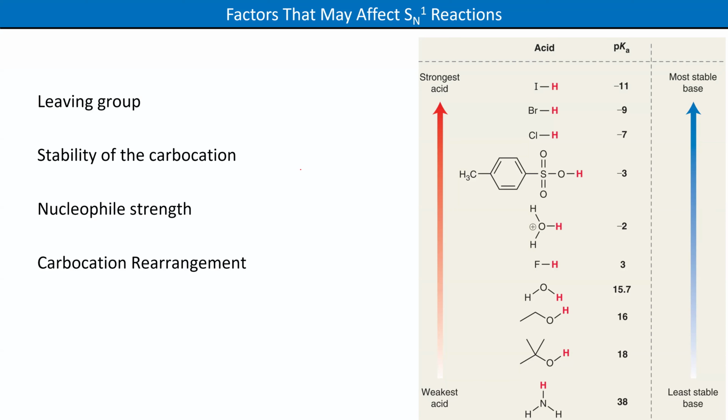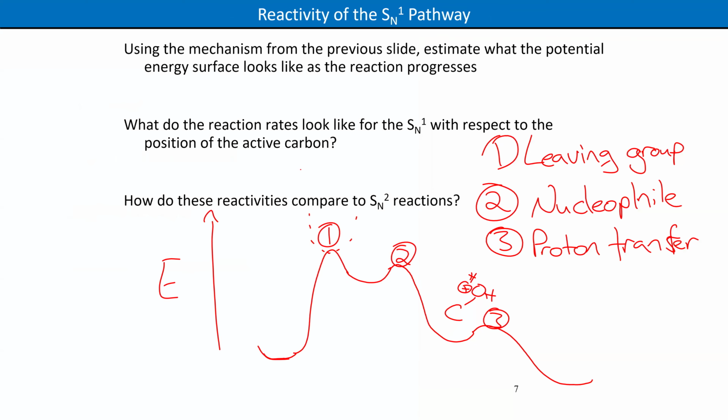But before we do that, I realized there were two other points I was going to make on this one. What do the reaction rates look like for SN1 with respect to the active carbon? Remember, the first slide we did today said that the more substituted a carbon is, the slower SN2 is. What is that going to look like for SN1 reactions? If it's more substituted, is that going to make the reaction faster or slower for SN1?